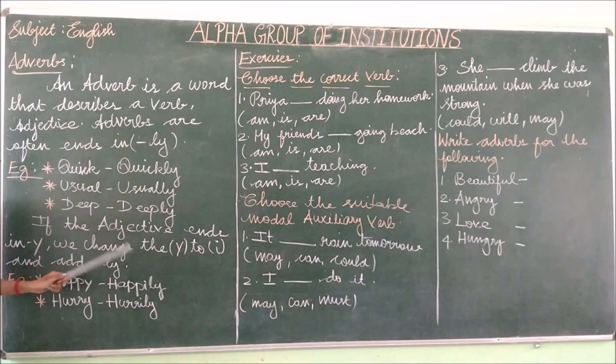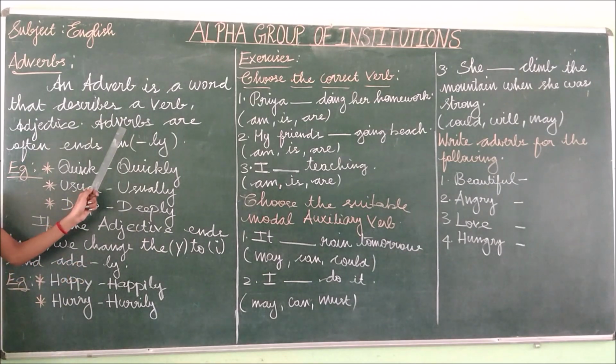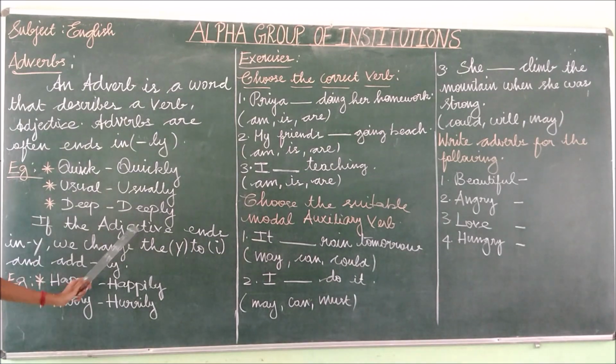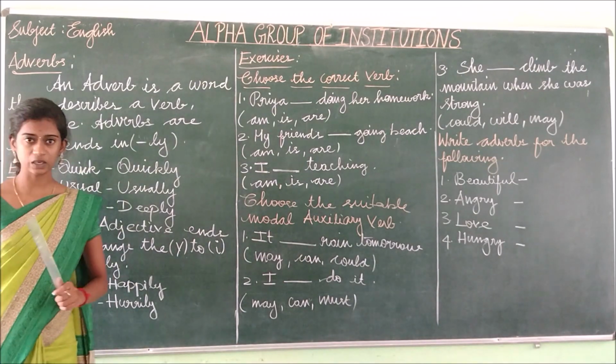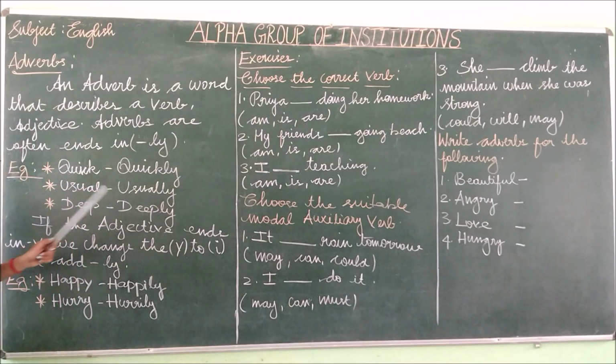So quick, quickly, usual, usually, deeply. Okay, so adverbs often end in ly. And next, if the adjective ends in y, we change the y to i and add ly. If the adjective doesn't end in y, we add only ly. But if it ends in y, what do we have to do? We have to change the y to i and add ly.